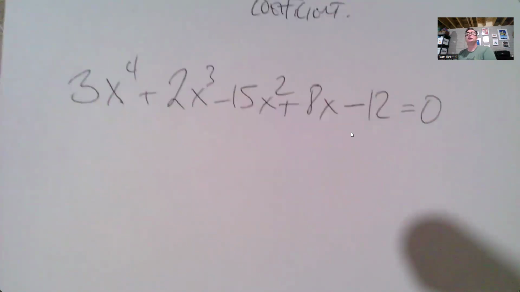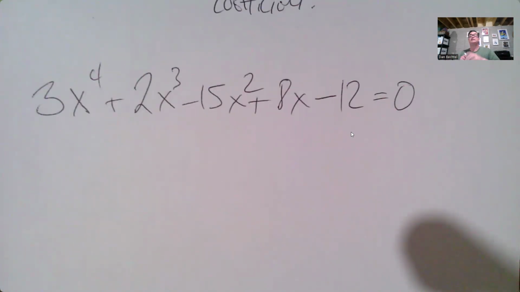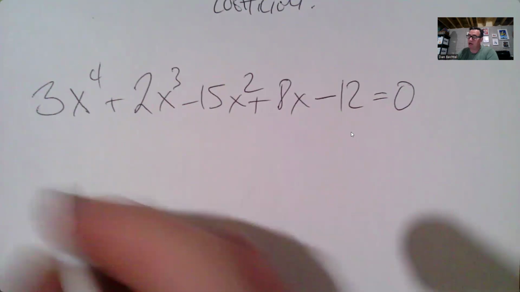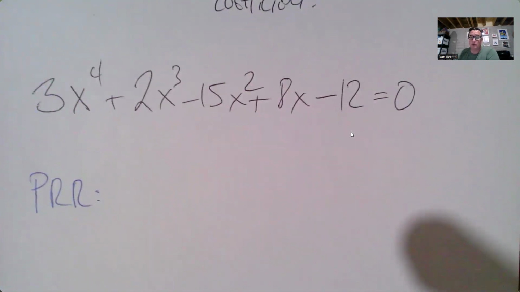Now, again, this is a process that takes an extraordinarily long time because you have to write them all out, divide them all out, and check them one at a time to see which one works. And in this case, what we want to do is just write our possible rational roots. And then we'll figure out what we would do from there.